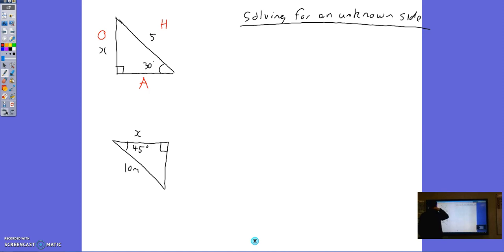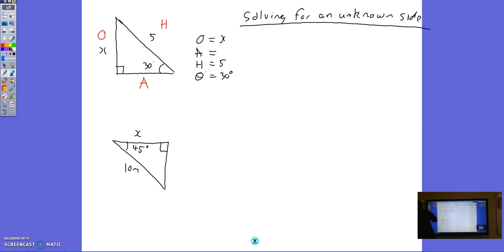Then we're going to look at what we have been provided. It helps if you write it out. Do we have O? Do we have A? Do we have H? Do we have theta? We know that O in this case is equal to X. We know that A in this case, there is nothing provided. We know that H is equal to 5.